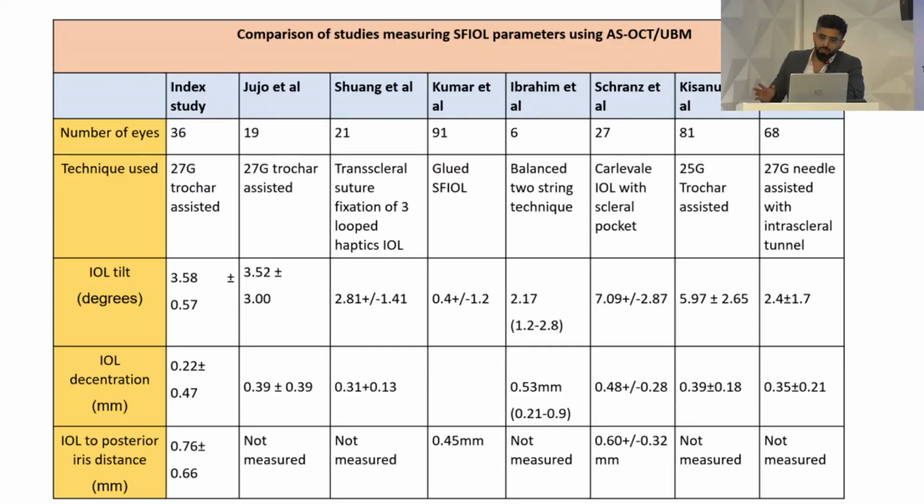So this is just a review of literature. We tried to compare our study with other studies which have actually looked at the IOL metrics using AIOS2025 or UBM. The IOL tilt was more or less comparable to what exists in the literature, but IOL decentration was significantly lesser using a smaller gauge vitrectomy and smaller gauge sclerotomies.